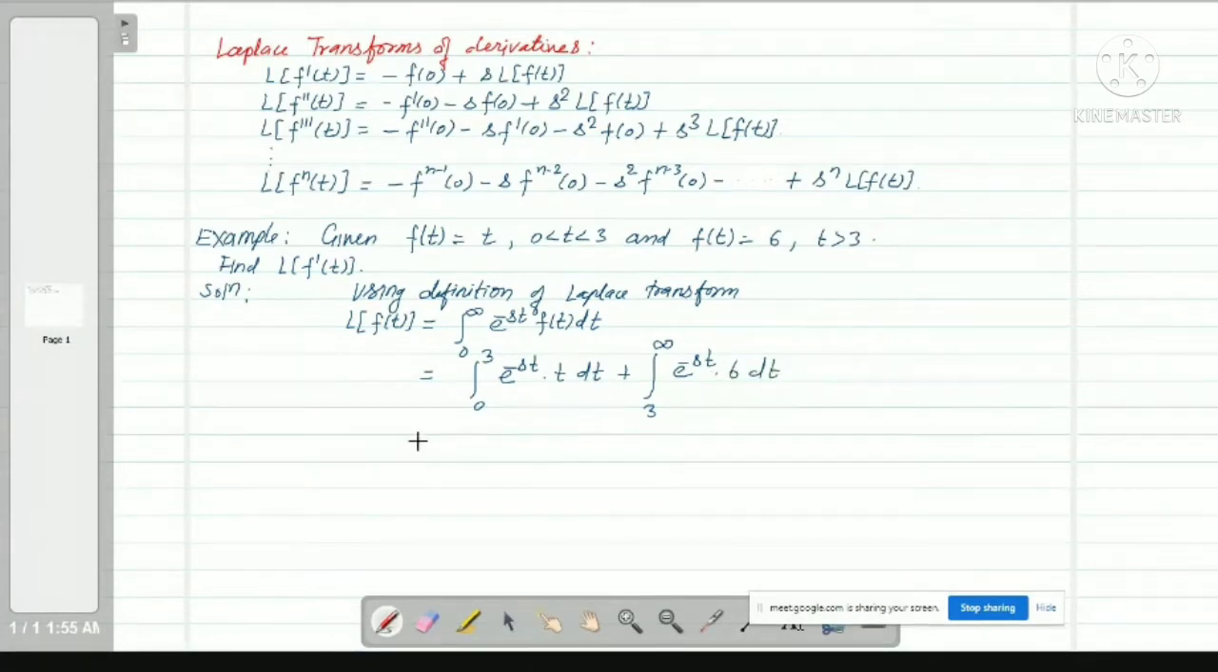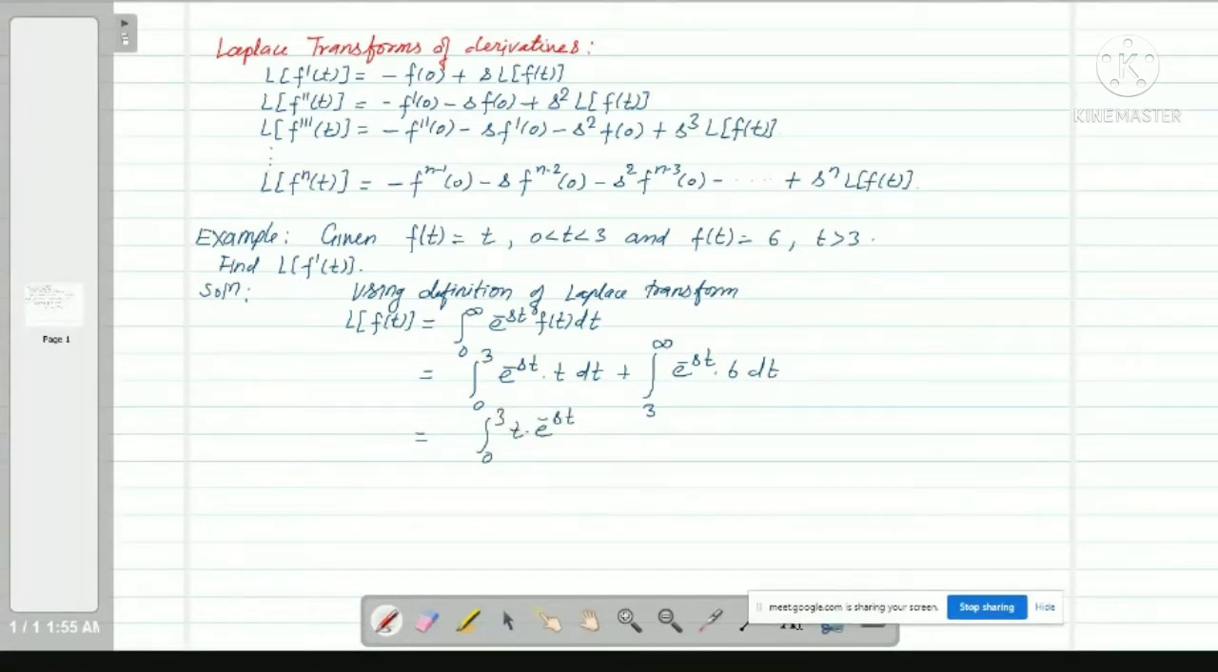Before integrating this, we must arrange the given function into LIATE form. LIATE means L for logarithmic function, I for inverse function, A for algebraic, T for trigonometric, and E for exponential function. So first the algebraic function comes and then the exponential. So we write integral 0 to 3 of t times e raised to minus st dt, and plus 6 is a constant, just take it outside, and here integral 3 to infinity of e raised to minus st dt.